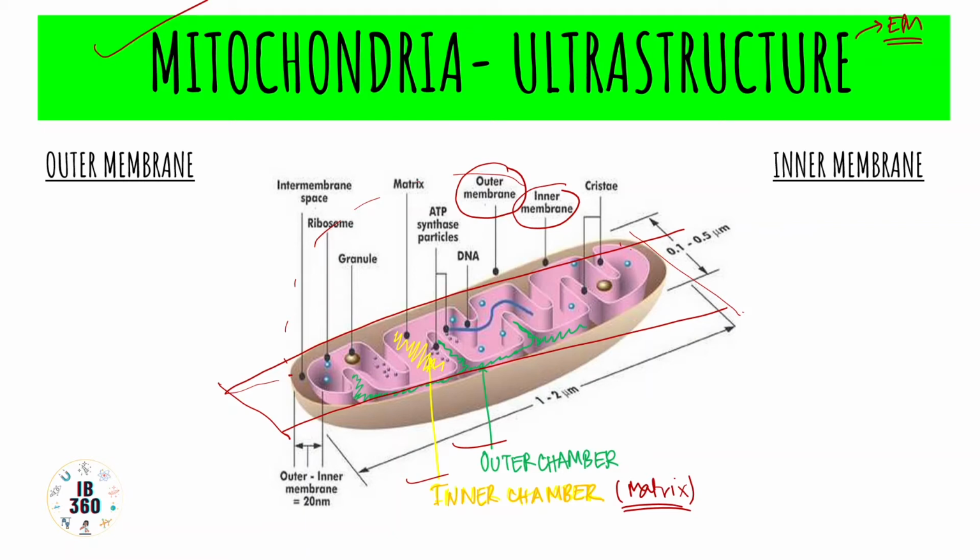The outer membrane compared to the inner membrane has some differences. The outer membrane is relatively smooth and also permeable to a large number of metabolites, so more permeable. The inner membrane is less smooth and permeable only to certain metabolites, so selectively permeable, or less permeable.